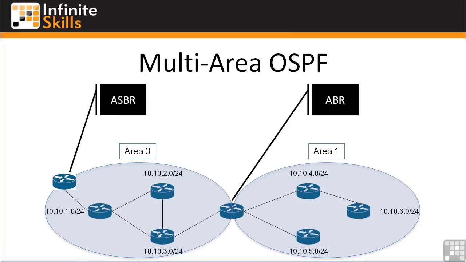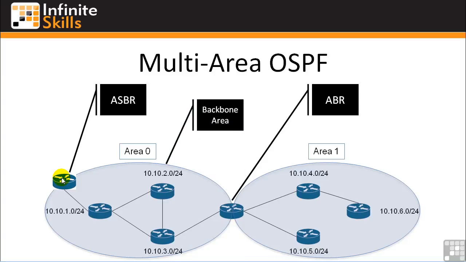The next term we'll learn is ASBR. An ASBR is an autonomous system border router. And that's this router over here. It has one interface in area 0, and the other interface could be the internet, or a BGP or an EIGRP network. You can think of all of OSPF as one autonomous system and everything else as another autonomous system, and this is the router that borders them. Most often, this ASBR will be running some type of route redistribution between the two autonomous systems.